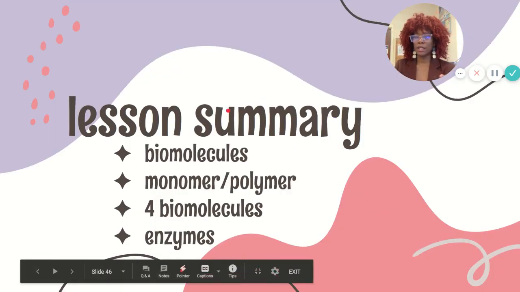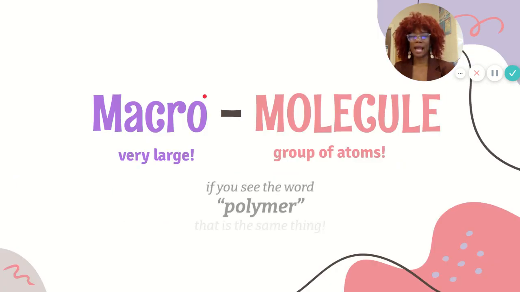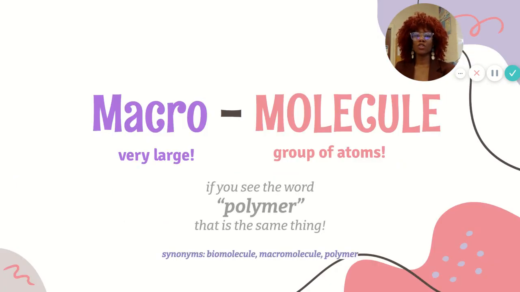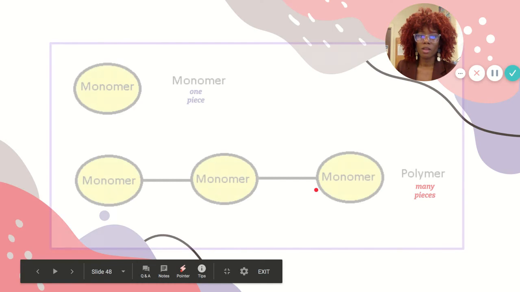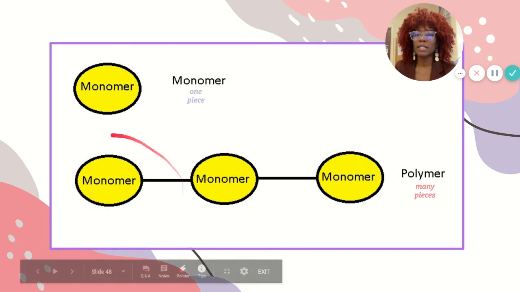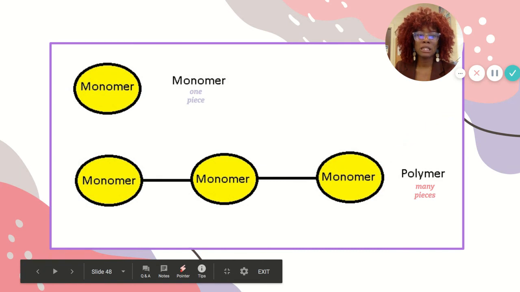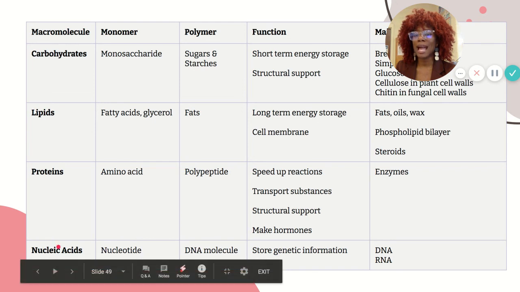Okay, so our lesson summary on biomolecules: we talked about monomers and polymers, we talked about the 4 biomolecules, and we also talked about enzymes. Just to recap, macromolecules are very large groups of atoms. That means the same thing as polymer and biomolecule. Monomers are one piece of the puzzle, and polymers are many repeating pieces. The monomer is the entire thing that's going to repeat. These are our 4 macromolecules: carbs, lipids, proteins, and nucleic acids. These are their monomers, these are their polymers, and these are their functions and examples.